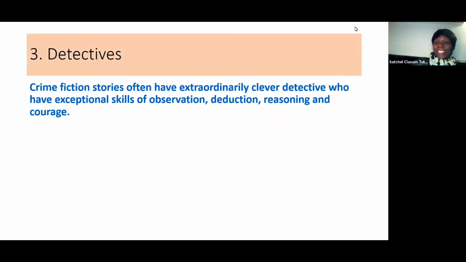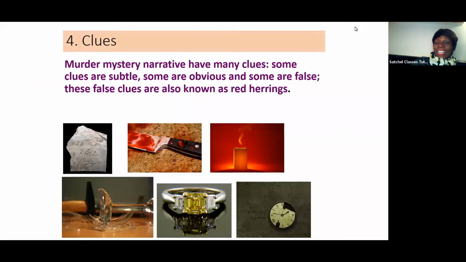Also in crime fiction, we have detectives. Now, usually they are extraordinarily clever detectives, and they have exceptional skills of observation, of deduction, of reasoning, and of courage. And we see in this extract, although the focus is on the hound, we see the courage and the quick-wittedness of the detective Sherlock Holmes and his assistant, Dr. Watson. And very often, the mystery around crime involves clues. Some clues are very subtle, and you can see some subtle clues as this hound is being described. Some are very obvious and others are false, and the false clues are called red herrings.